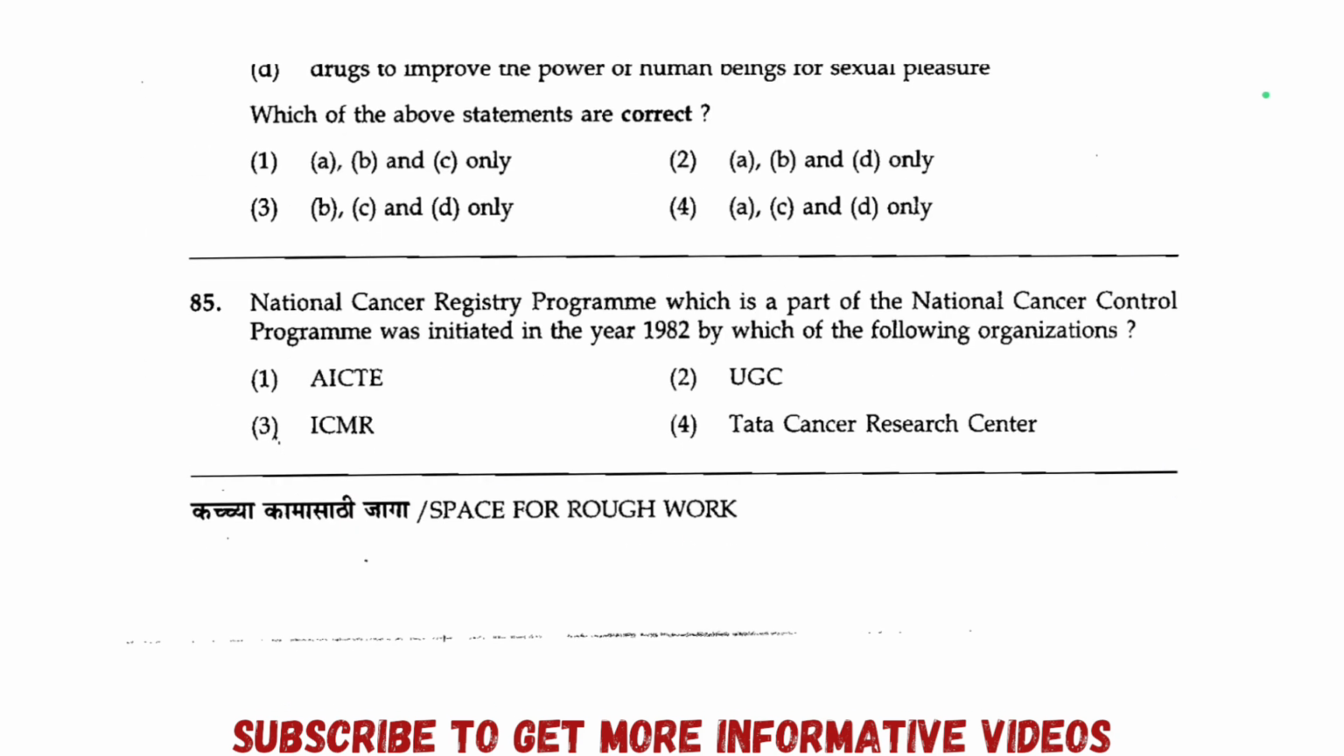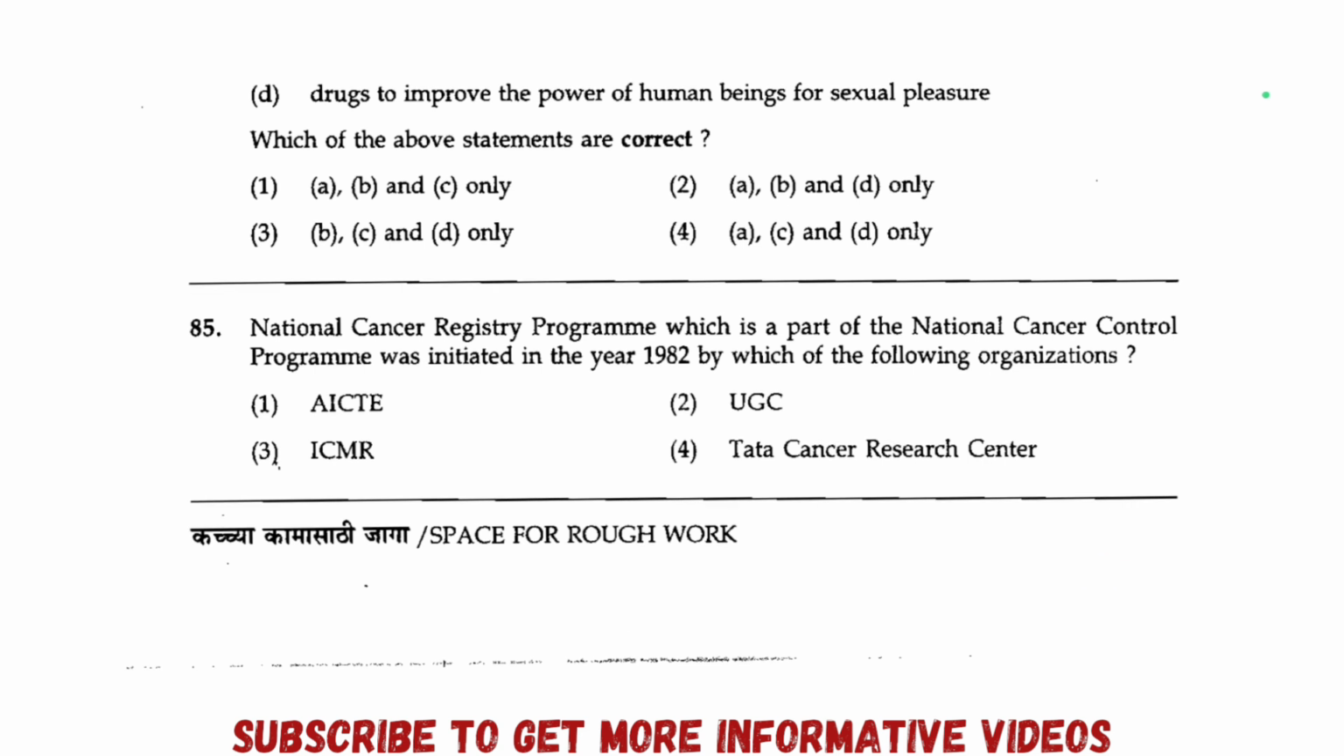Next, the National Cancer Registry Program, which is part of the National Cancer Control Program, was initiated in the year 1982 by which of the following organizations? Options are AICTE, UGC, ICMR, Tata Cancer Research Center, Mumbai. So the correct answer is ICMR.